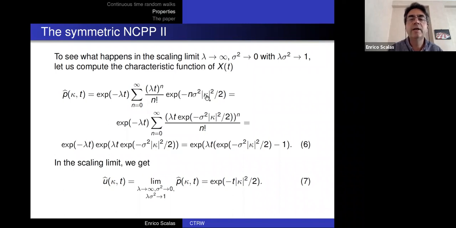So n times sigma square, and this is the absolute value of kappa to the square, and then divided by 2. Okay, but now this is equivalent to writing this, lambda t exponential sigma square absolute value of k squared divided by 2 to the power of n divided by n factorial. And then this is, if you remember the series for the exponential, nothing else than the exponential of lambda t exponential of minus sigma squared k squared divided by 2. So you have the exponential of an exponential, if you like, but it is not a real problem.